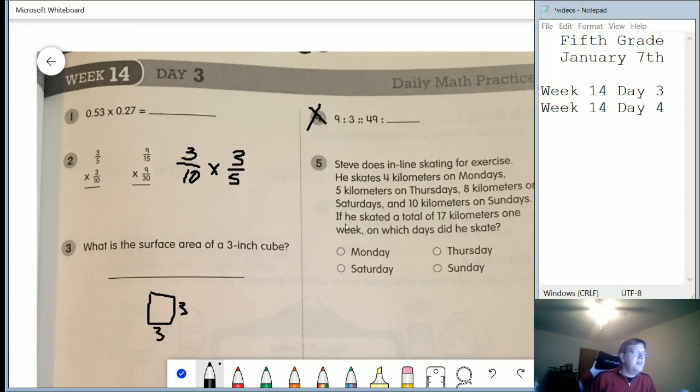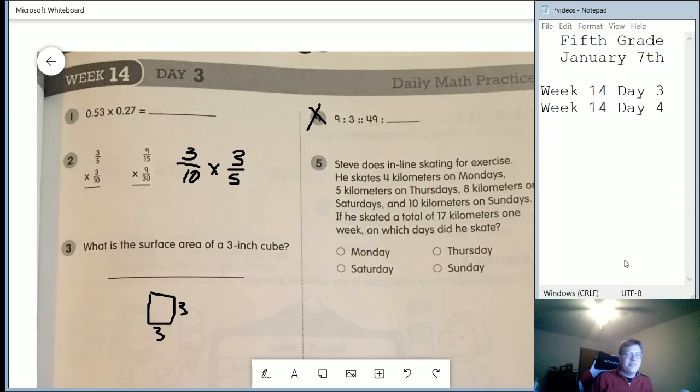So, which of these days could he skate and get a total of 17? Here are our four options. Which of these numbers can you add together? It could be more than two and get 17. Chances are we're probably not going to use this one because I don't see 10 plus 5, 10 plus 4, and 10 plus 8. Those aren't going to give you 17. So somewhere there's a combination of numbers you could use that would equal 17. They want you to give those days. So there will be more than one of these bubbles filled in for that.